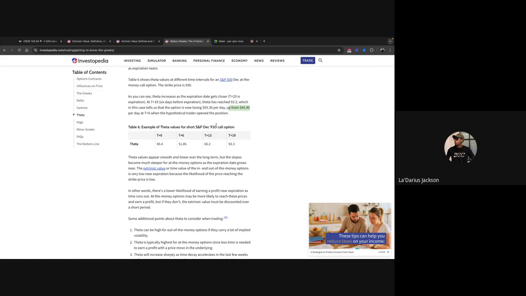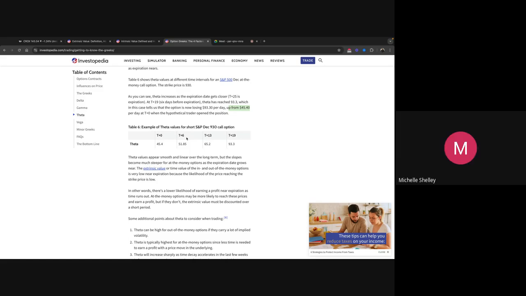But as you get further and further in, you're losing 51, 65, 93, because time decay is speeding up the closer and closer we get to the expiration date with no intrinsic value. Are you with me? So what we're saying is our call option was for 9:30, and if it's not getting closer to that mark, then each day we're losing a certain amount of money. Yep.